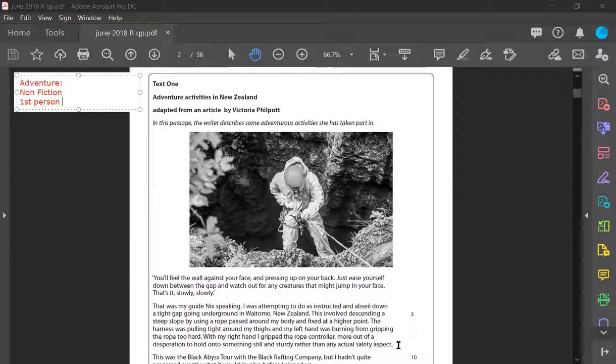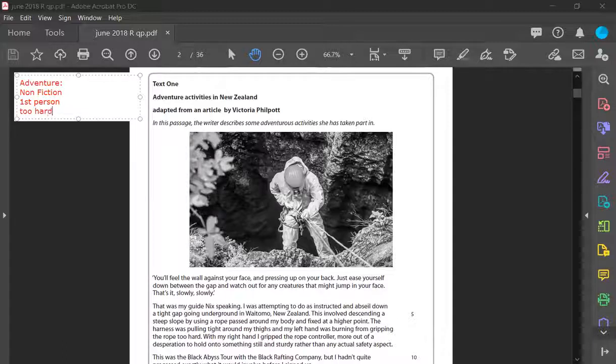So we feel two things here. Number one, the writer is not used to this kind of activity. That is why having this rope around the body or having a harness which is pulling tight around the writer's thighs, the writer is not used to this kind of attire as well. Then the writer is afraid. Why? My left hand was burning from gripping the rope too hard. The words too hard over here help us to understand that the writer is afraid. So we'll just note this down over here.